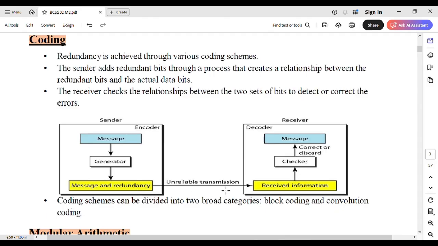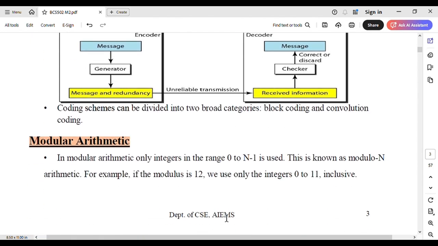whether we make use of connection-oriented communication or connectionless communication. It is received at the receiver, and by means of the decoder it checks, that is, the reverse operation is performed. If the redundancy is correct, then it will deliver, otherwise it will discard. Coding schemes can be divided into two broad categories: block coding and convolution coding.